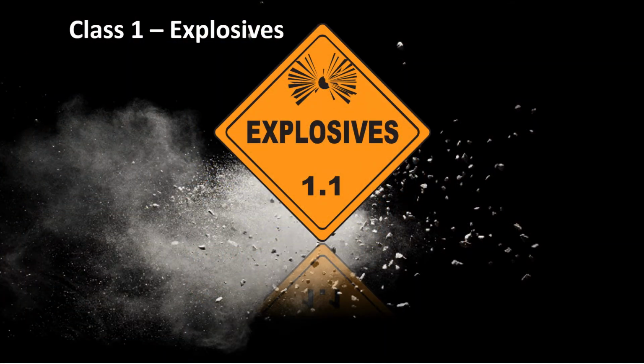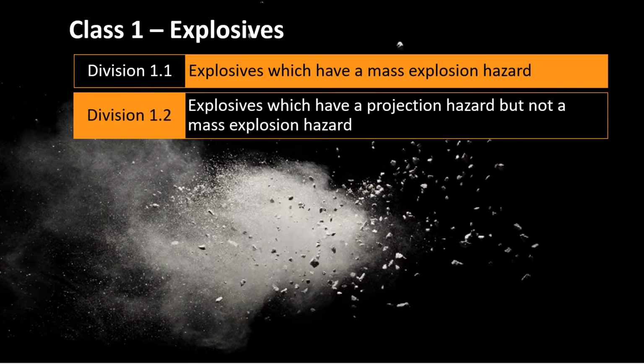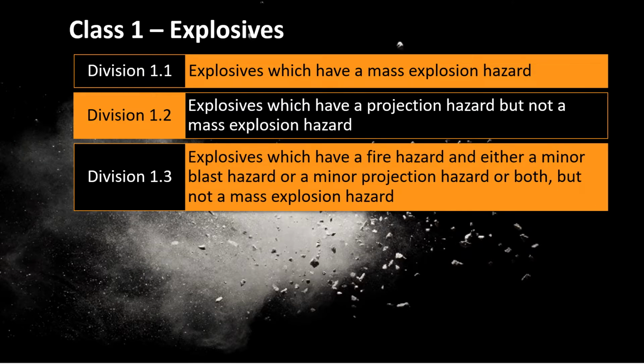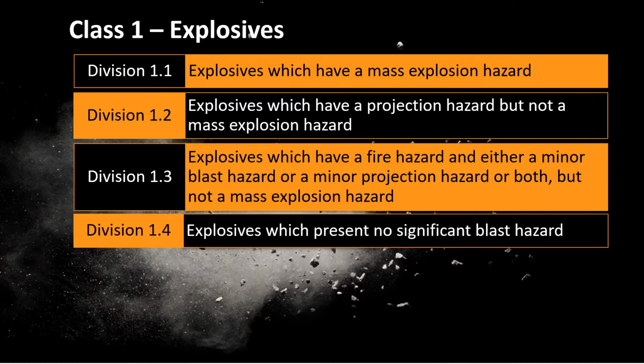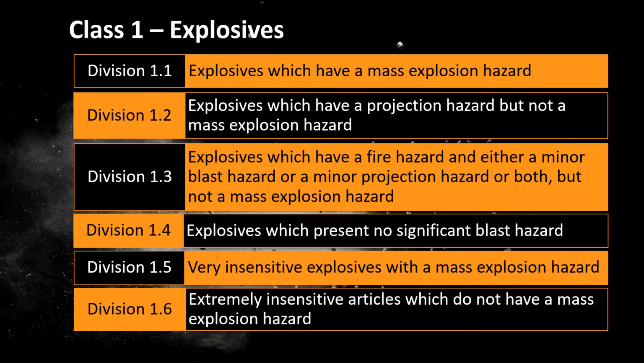Your Class 1 are your explosives. Division 1.1 are explosives which have a mass explosion hazard. Division 1.2 are explosives which have a projection hazard, but not a mass explosion hazard. Division 1.3 are explosives which have a fire hazard and either a minor blast hazard or minor projection hazard, or both, but not a mass explosion hazard. Division 1.4 are explosives which present no significant blast hazard. Division 1.5 are very insensitive explosives with a mass explosion hazard, and Division 1.6 are extremely insensitive articles which do not have a mass explosion hazard.